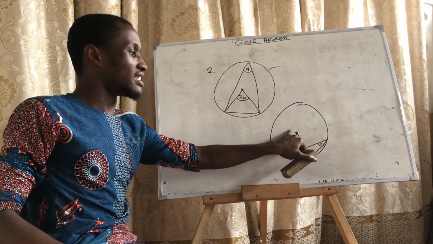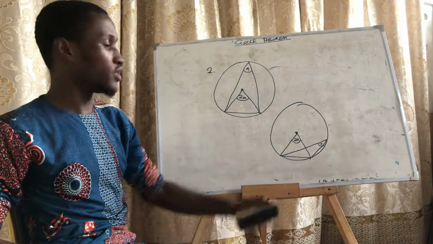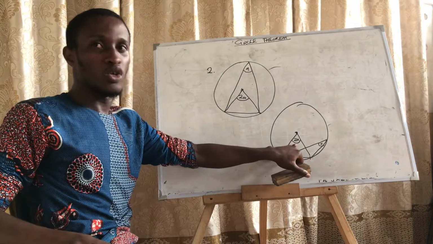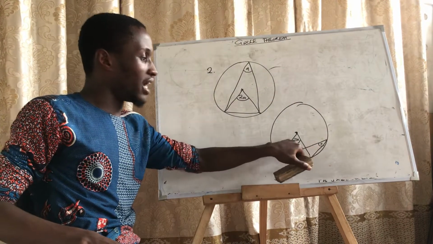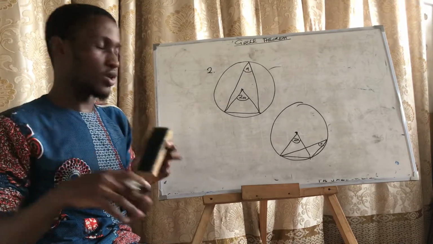So you should know this is the chord. It is meeting the center, also meeting the circumference. The moment you know the angle it makes at the circumference, you should know that at the center will be 2x. When you know the one at the center, you should know that to get the one at the circumference, you should divide this by 2. You should also bear in mind that one.